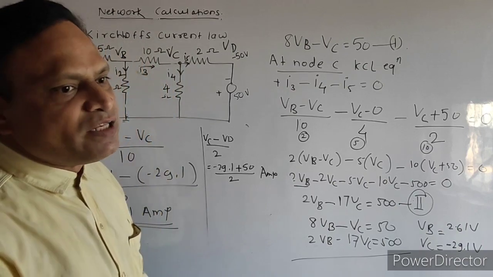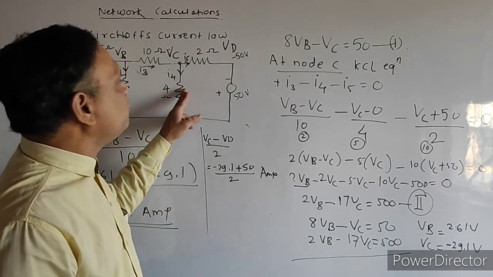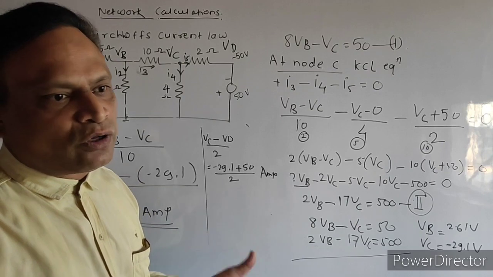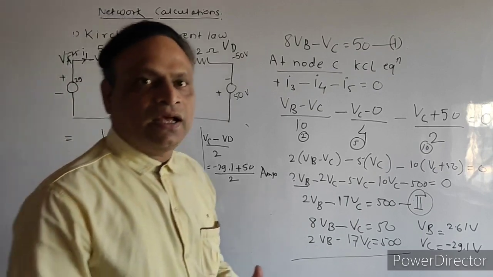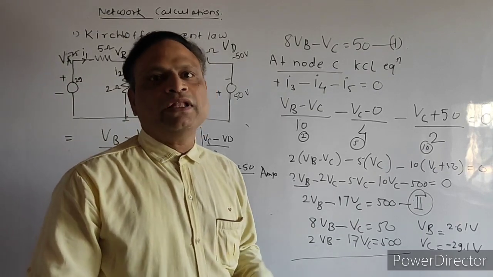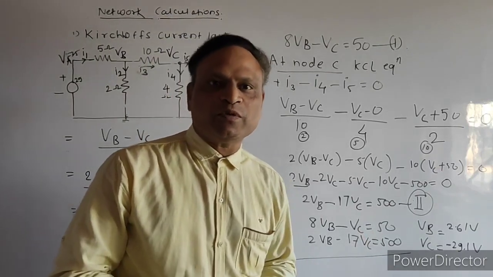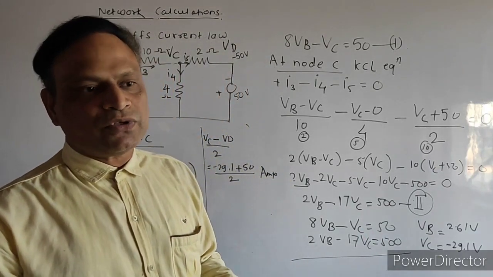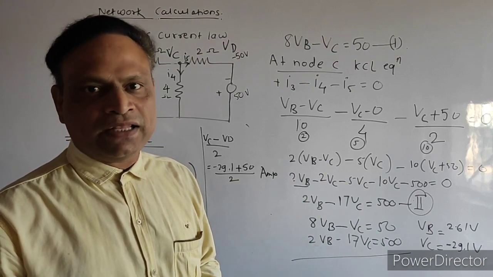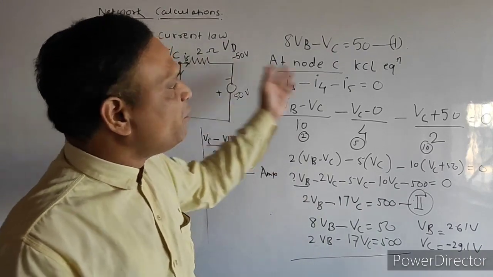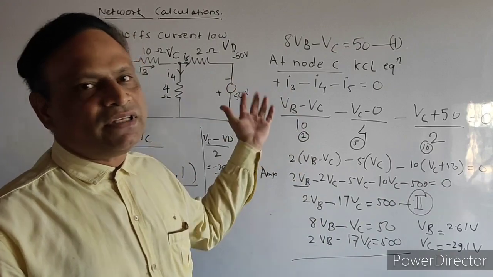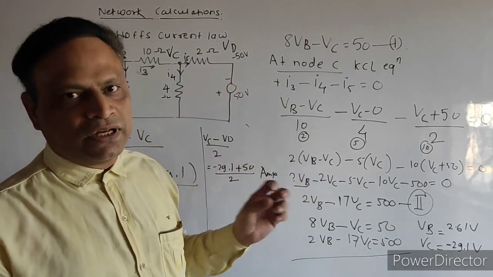Similarly, if this current is multiplied by the resistance value, then we will get the voltage drop across the particular resistance. Thank you very much. Now in the next lecture, we will see how to solve the problems by using Kirchhoff's voltage law, that is mesh analysis. Same problems we will consider, and we will solve these problems by using Kirchhoff's voltage law.